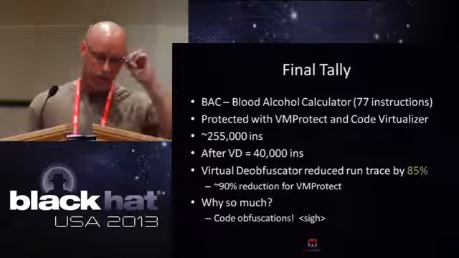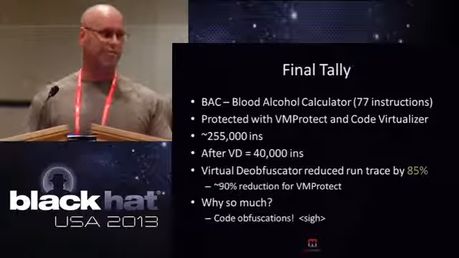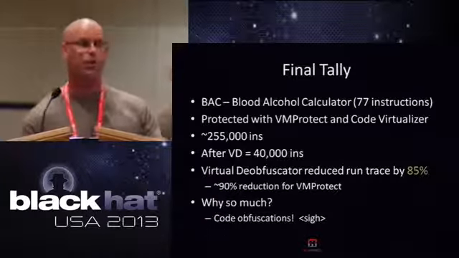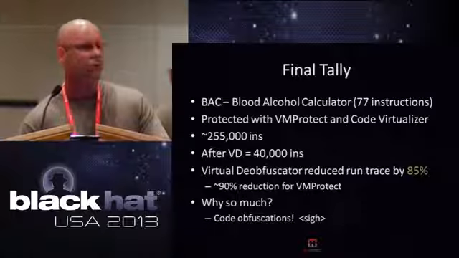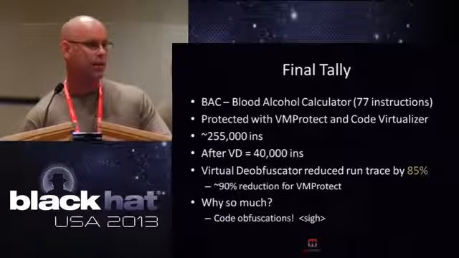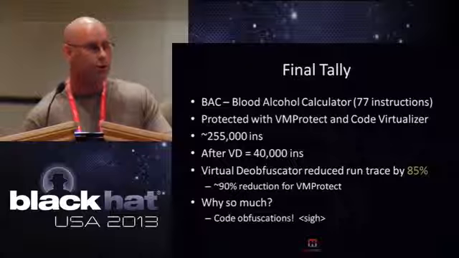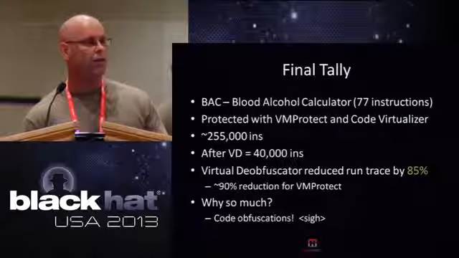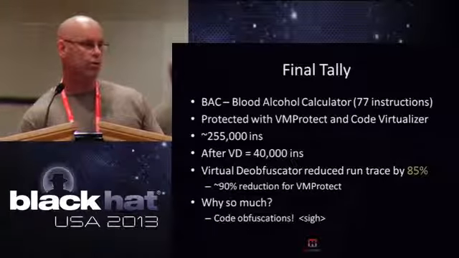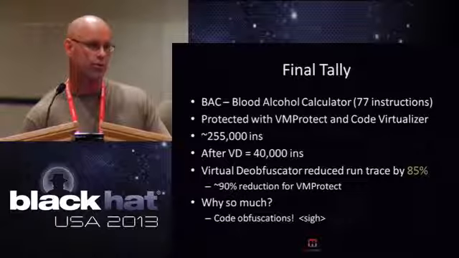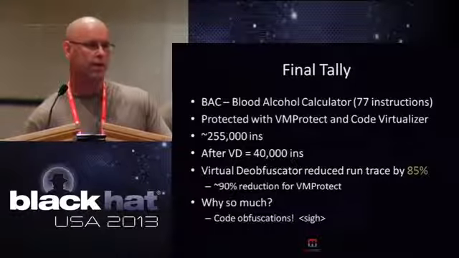But as I'm looking at it, I'm like, well, I really wanted it to be 77 or something similar, right? Maybe 100, 120. What the heck is 40,000? That's a lot of work, right? So when I started looking at it, I realized that they interleaved code obfuscation in with the virtual obfuscation. So it's a nested protection.